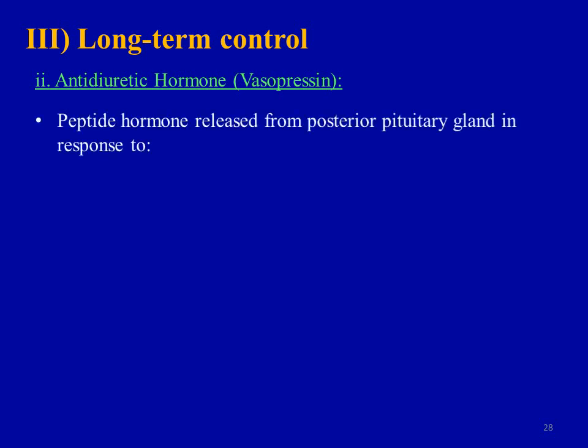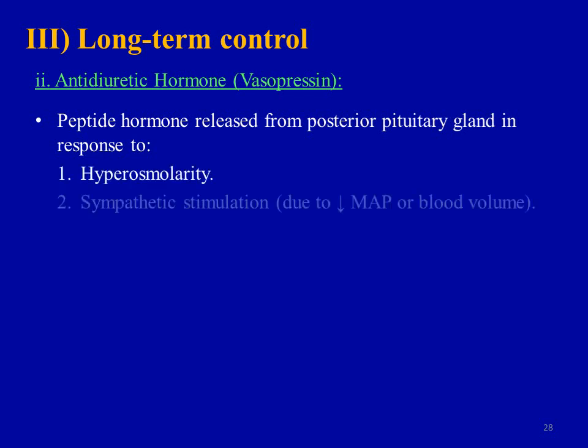The second hormone that plays a role in the long-term control of mean arterial pressure is the antidiuretic hormone, or vasopressin. It is a peptide hormone released from the posterior pituitary gland in response to hyperosmolarity, especially when we have dehydration, sympathetic stimulation due to a decrease in the mean arterial pressure or decrease in the blood volume. Also, angiotensin II can directly stimulate the posterior pituitary gland to release antidiuretic hormone.